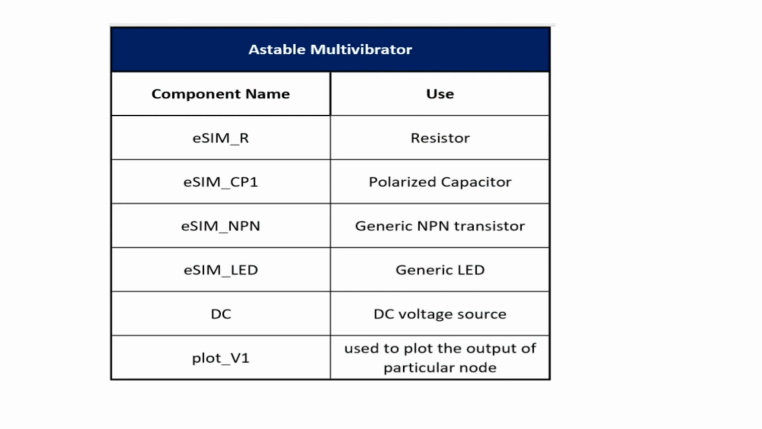While designing an astable multivibrator, we need these components: resistor, capacitor, transistor. In order to invoke your components, kindly take all the components from the eSim library. So eSim underscore R, eSim underscore CP1 for capacitor, eSim underscore MPN for the transistor, eSim underscore LED for the generic LED to produce the output, and DC voltage for your input.